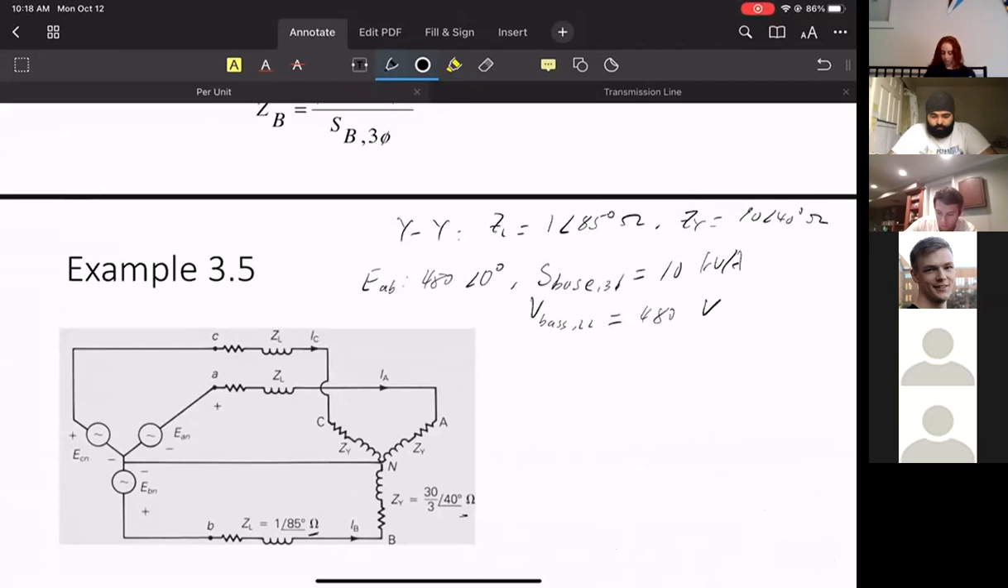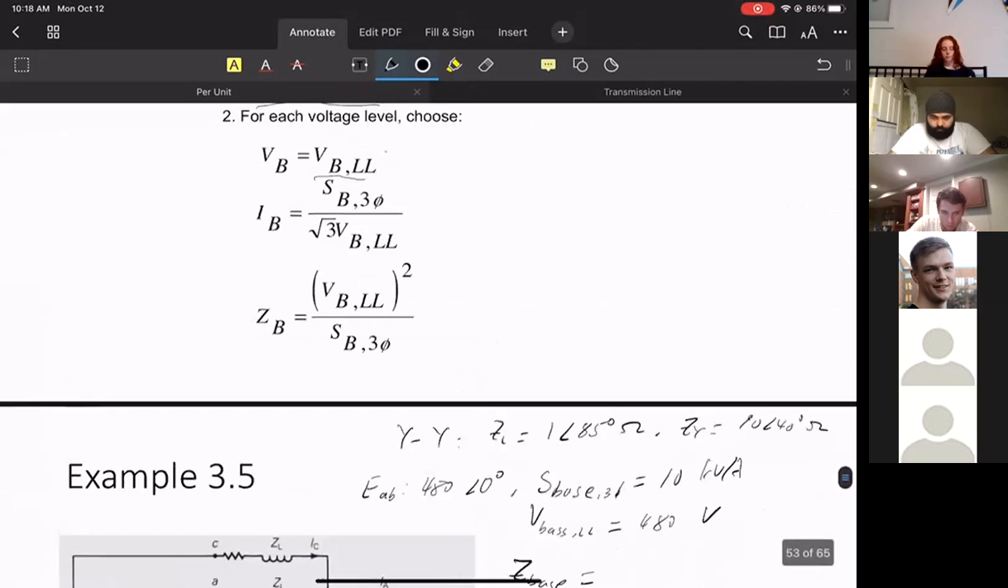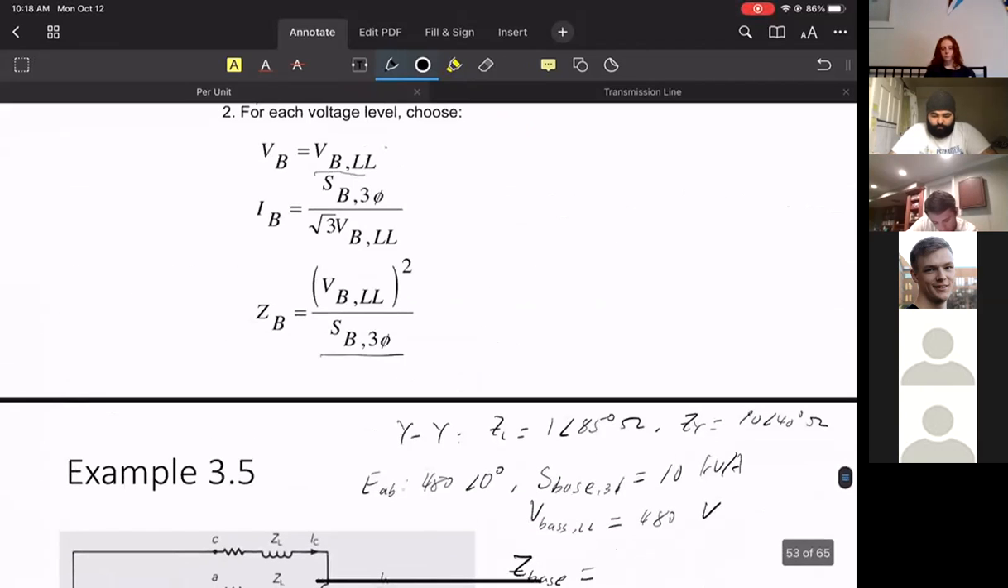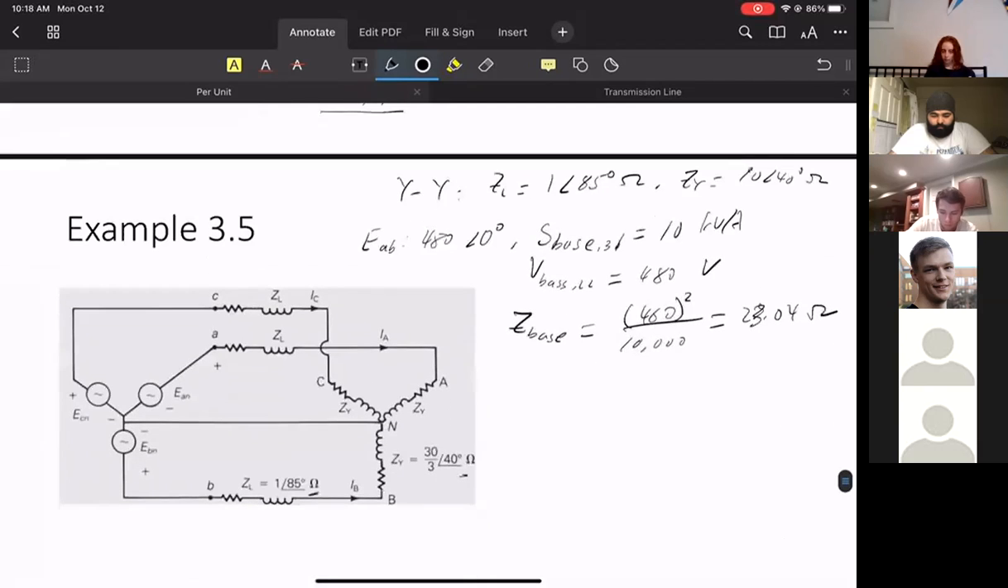Okay, so let's convert these to per unit values and see what they are. Let's do the base impedance calculation. You come back here, you look at this equation. It tells you it is 480 squared divided by the base power. So this becomes 23.04 ohms. This is just our base impedance.